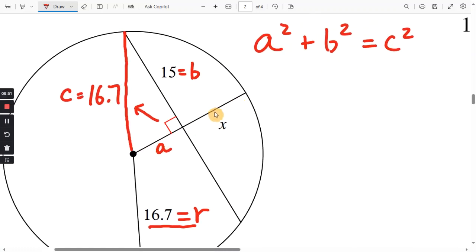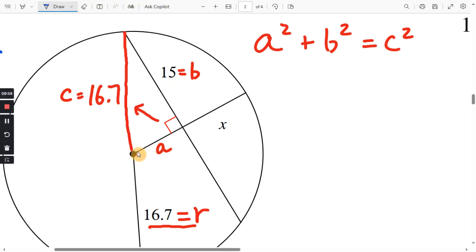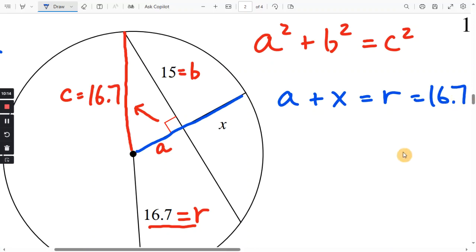And then when you want to solve for x, you have a radius. I'll highlight it in blue. You have a radius right here. Okay, so a plus x, whatever you get for a, plus x is going to be your radius, and we said the radius equals 16.7. Okay, so once you find a, plug it in here, subtract it from both sides, and you can solve for x.